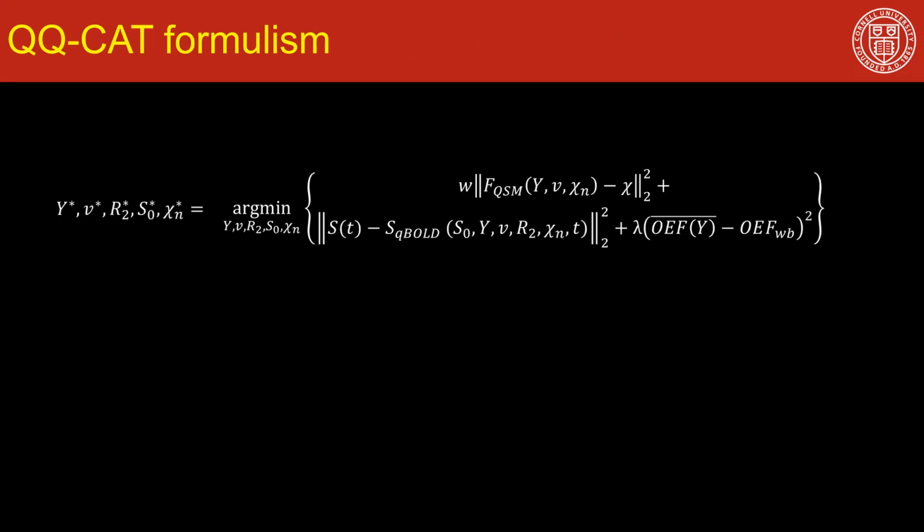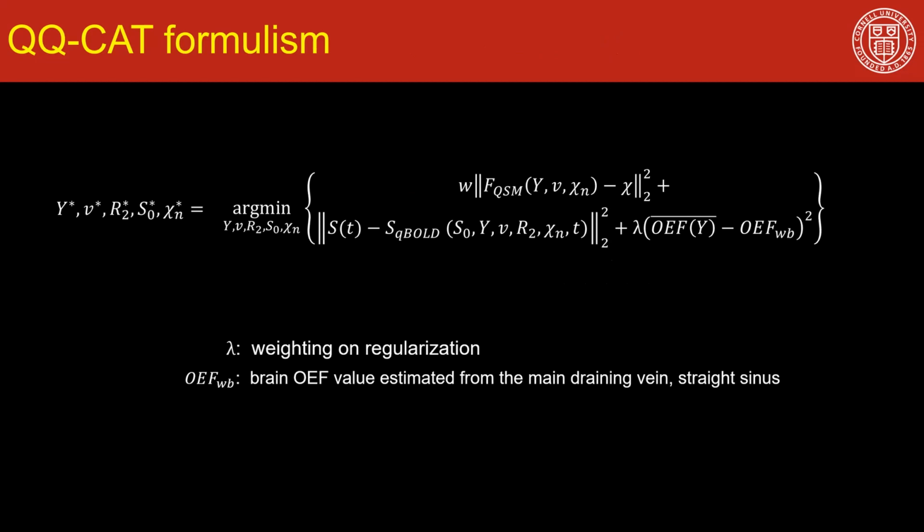Here is QQ with CAT optimization. In addition to cluster optimization, we added physiological regularization. Lambda is the weight on the regularization, and the regularization is that the average of OEF over the whole brain should be similar to the OEF value estimated from a main draining vein, the straight sinus.